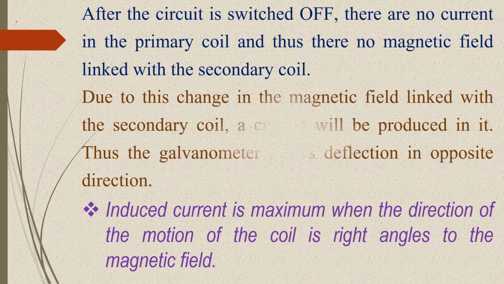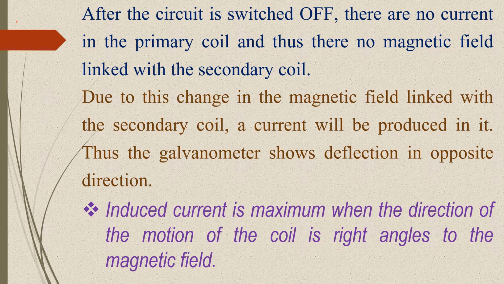Children, when you switch off the circuit, there will not be any current flowing through the primary coil. So, there won't be any magnetic field produced around it, and there is no magnetic field linked with the secondary coil. Due to this change in the magnetic field linked with the secondary coil, a current will be produced in it. That means when you switch on the circuit and when you switch off the circuit, a change is happening in the magnetic field linked with the secondary coil, so that a current will be induced in it.